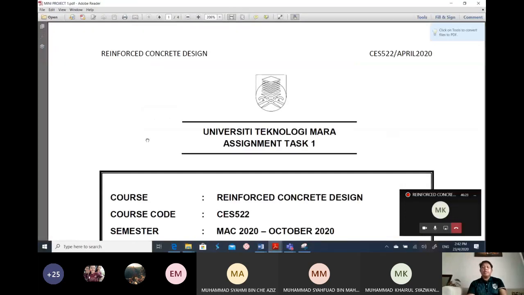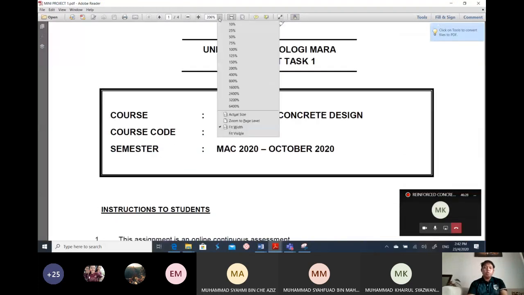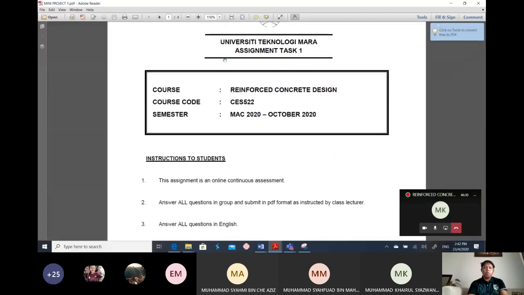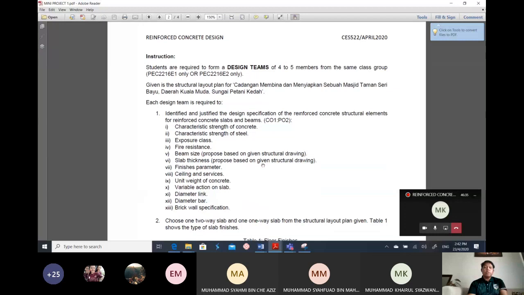Okay, on our assignment here, here is your assignment. Students are required to form a design team. So sekejap lagi in your group WhatsApp, please write down your group. For example, salah seorang contohnya nama Liza, design team 1, berapa orang.